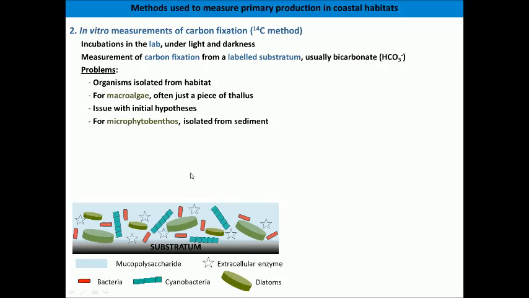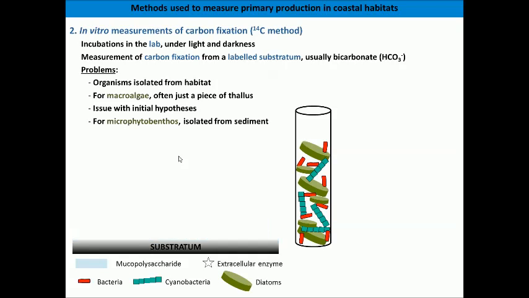I'm going to illustrate a bit more the issue of using this method on microphytobenthos. Even though you could use it on the whole community, microphytobenthos or biofilm is composed of many organisms attached or associated with the substratum by a matrix made of mucopolysaccharide. And by taking it in vitro, you lose this matrix that has an important role in the interactions of the organisms within that community. So you lose this aspect.